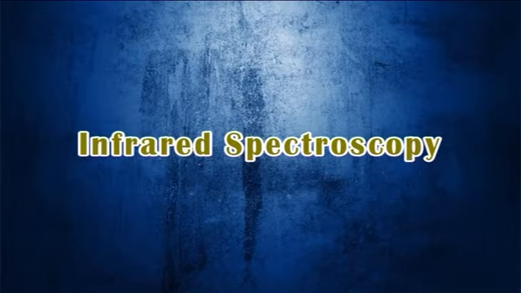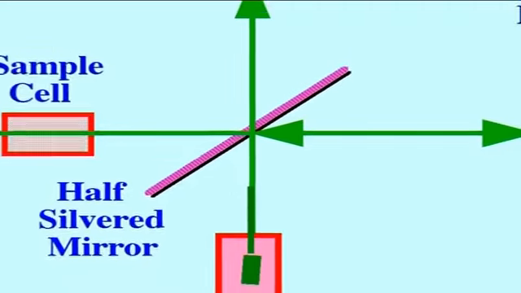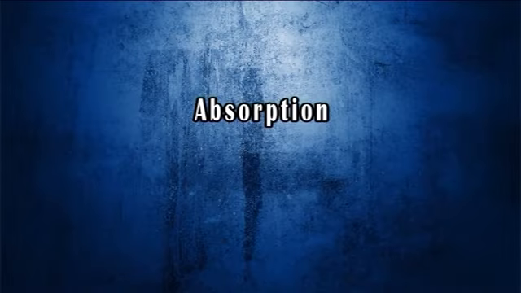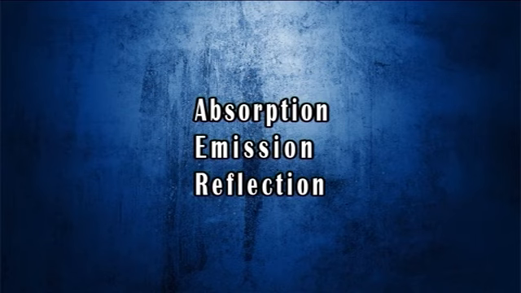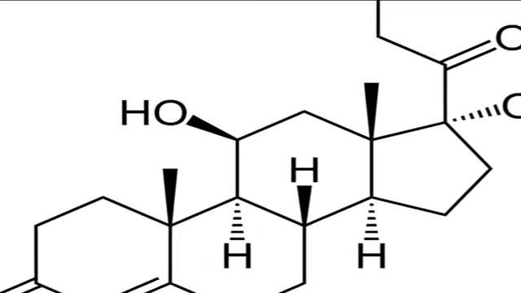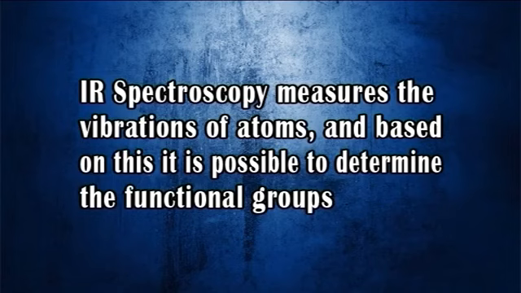Next is infrared spectroscopy. Infrared spectroscopy is the analysis of infrared light interacting with a molecule. This can be analyzed in three ways by measuring absorption, emission and reflection. The main use of this technique is in organic and inorganic chemistry. It is used by chemists to determine functional groups in molecules.